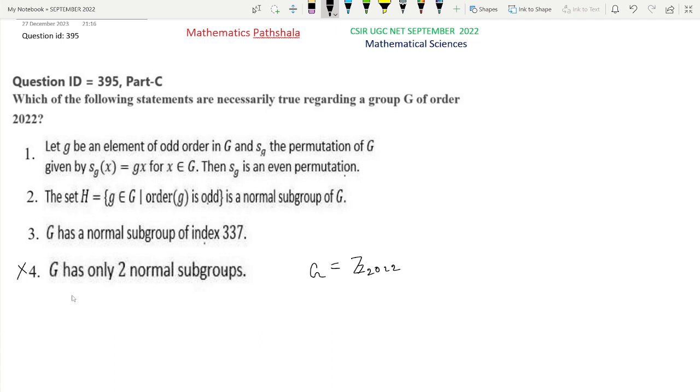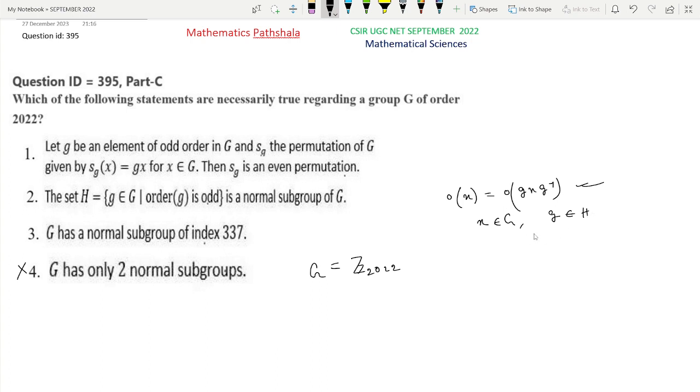Okay. Now see option 2. So this set is a normal subgroup of G. So we know that the order of x equals the order of x inverse. This is very easy to prove. This is a very well known standard and easy result, so we are not going to prove this. So to prove H is a normal subgroup, take one element x belongs to G and take one element g belongs to H.